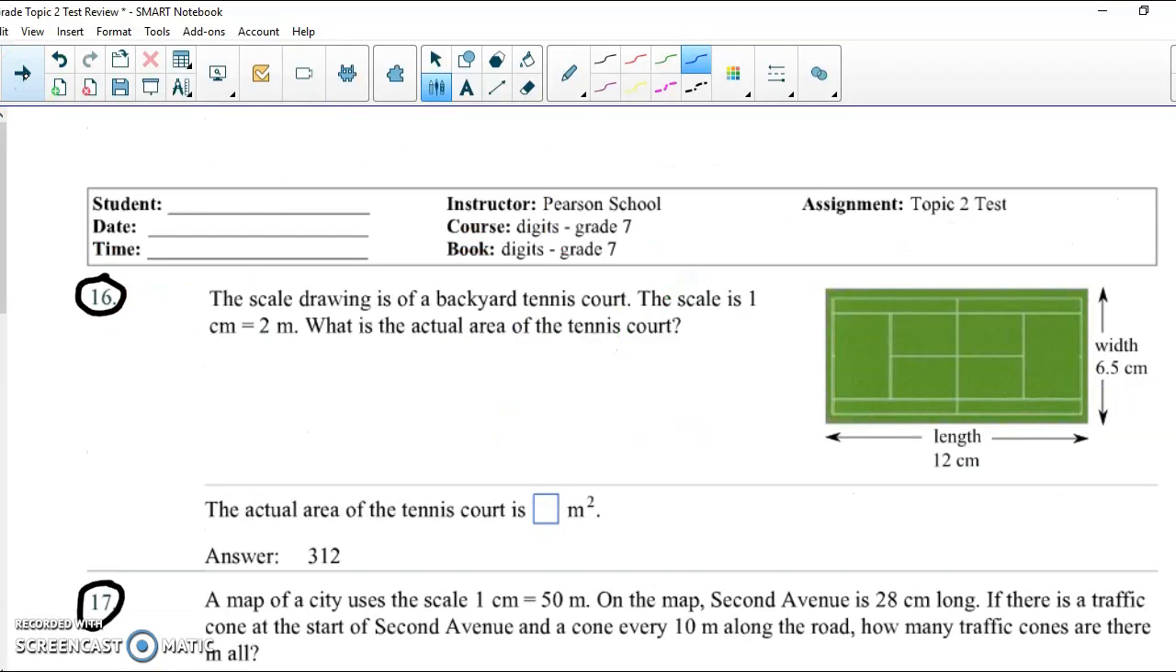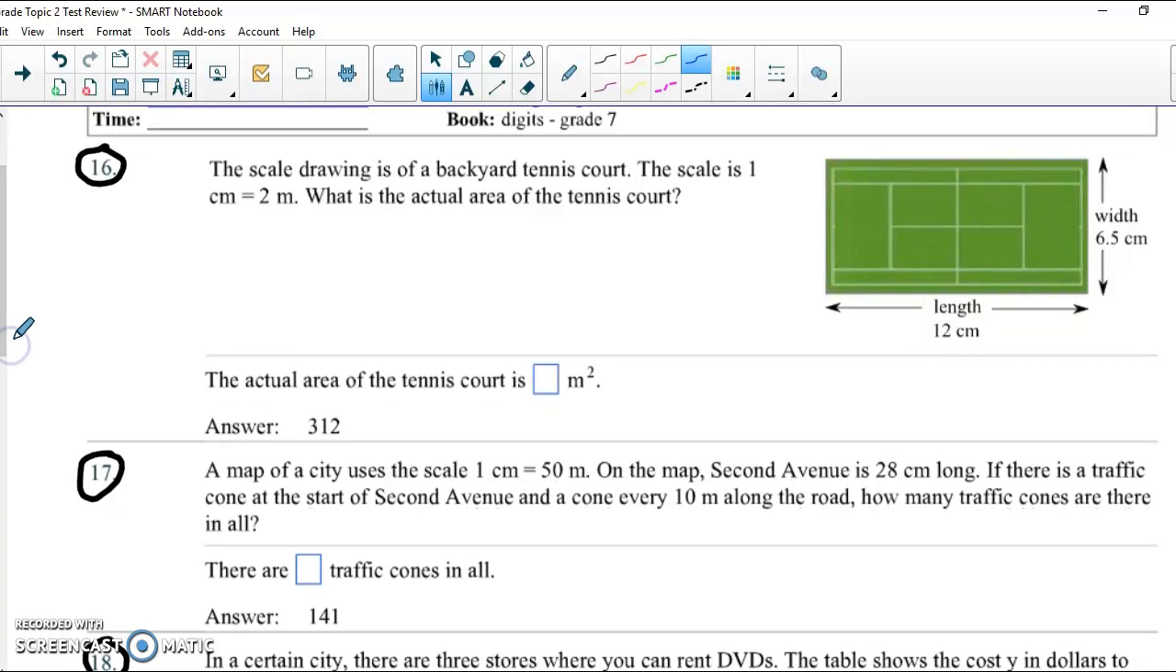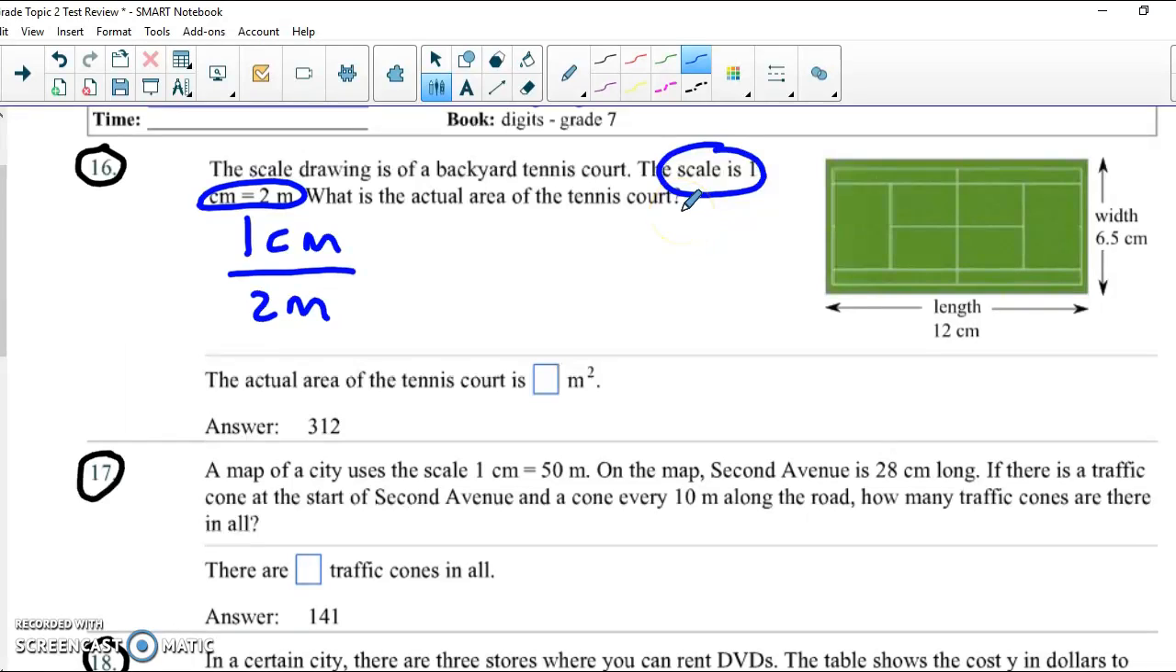All right, last couple. The scale drawings. We all need a little more practice with the scale drawings. So remember, we're always going to start by writing our scale as the first ratio in our proportion. So I'm going to put 1 centimeter over 2 meters using my scale as it's written here. Now I need to find the actual area of the tennis court. To do that, I need to find the actual width and the actual length. So this is going to be a two-step process.